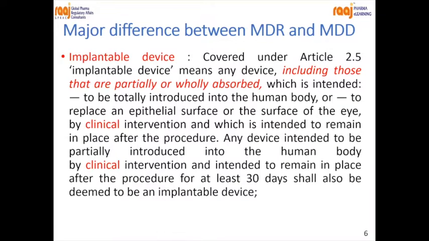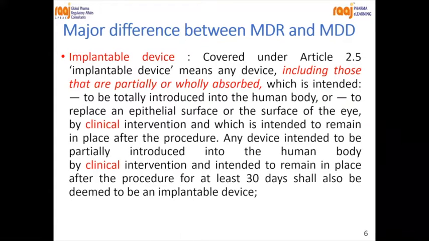Then, implantable device. Implantable device is covered under Article 2.5. That means any device, including those that are partially or wholly absorbed, which is intended to be totally introduced into the human body, or to replace an epithelial surface or the surface of the eye by clinical intervention, and which is intended to remain in place after the procedure. Any device intended to be partially introduced into the human body by clinical intervention and intended to remain in place after the procedure for at least 30 days shall also be deemed to be an implantable device.